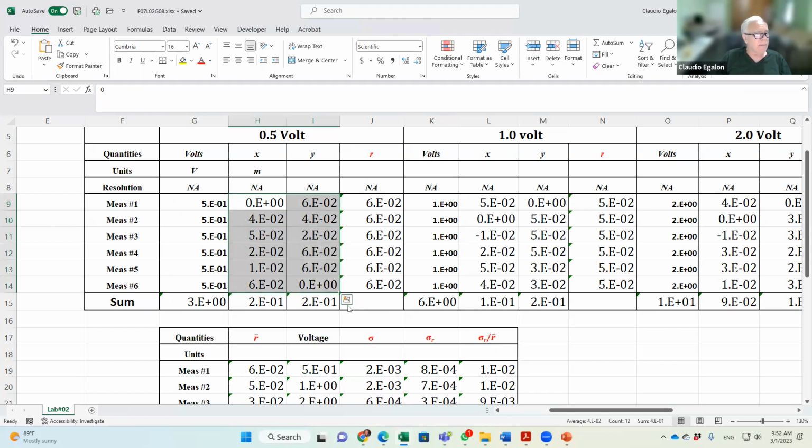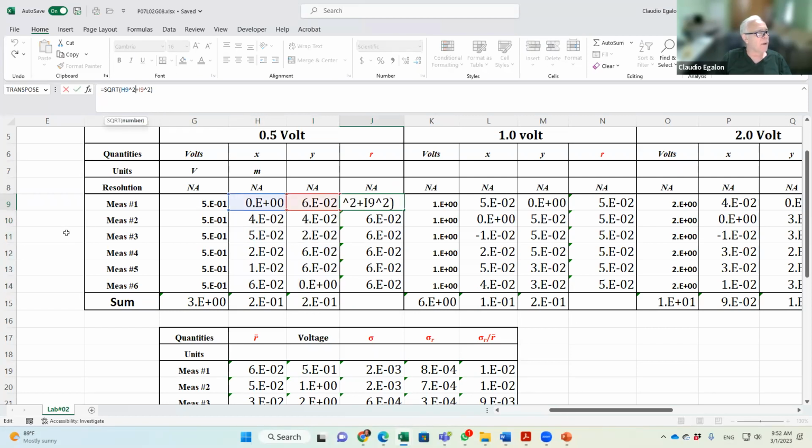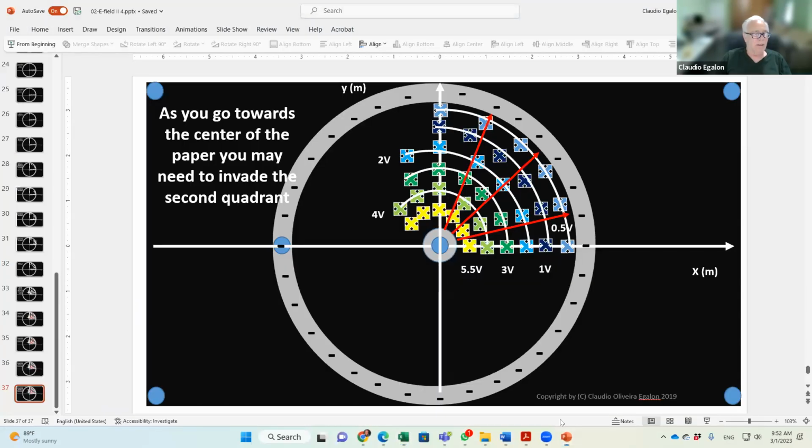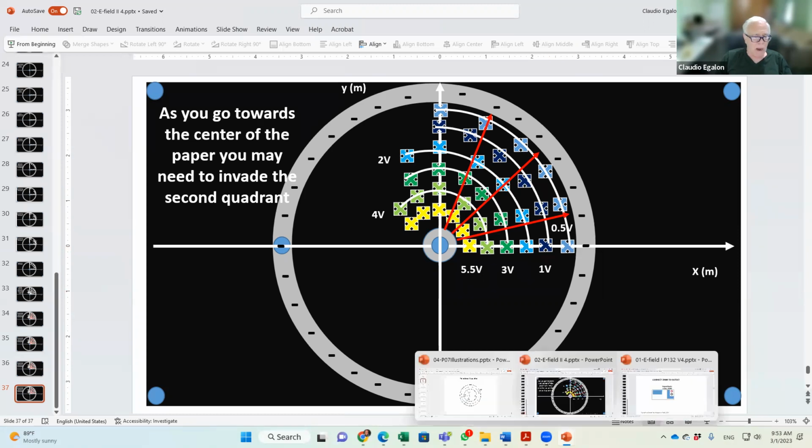X and R, X and Y. And what about this R? What's this R here? Just look at the formula. This R is the square root of the square of X plus the square of Y. So it's the radius of the circle that you got. You have a section of a circle, right? You have the X and Y position of this point, X and Y position of this point, X and Y position of this point. If you got the proper points, you should get R values that are very close to each other.